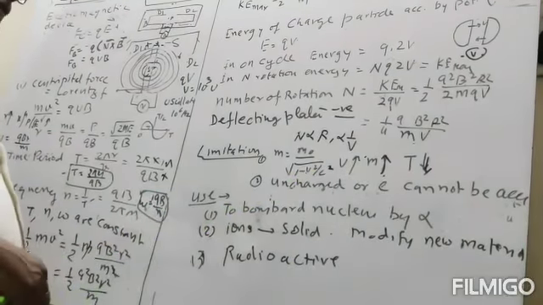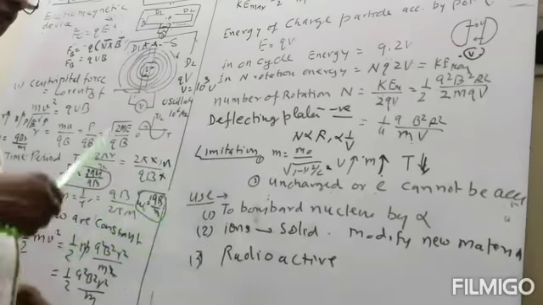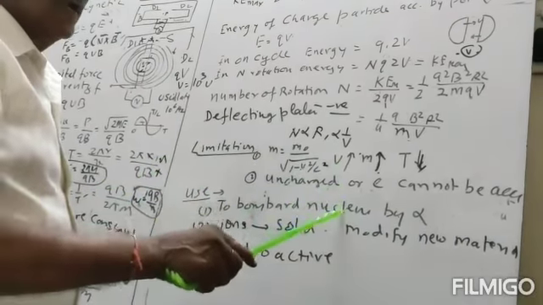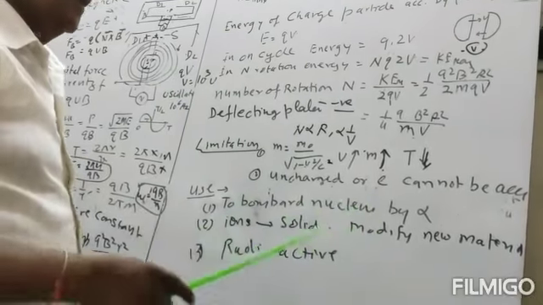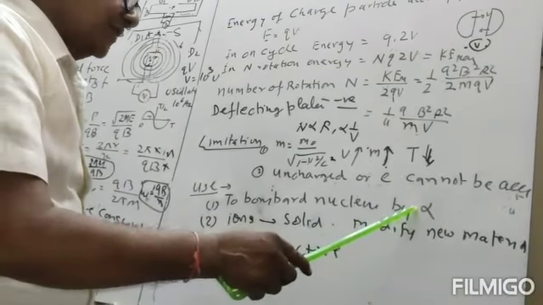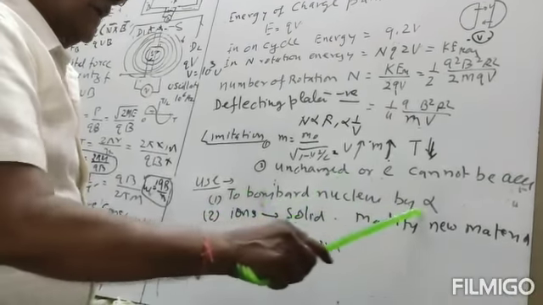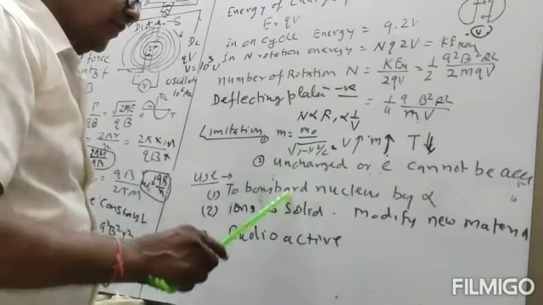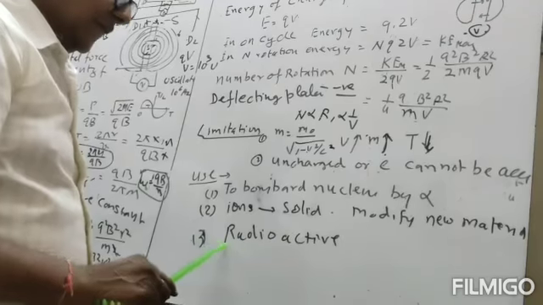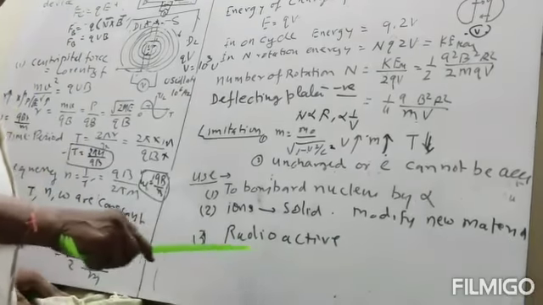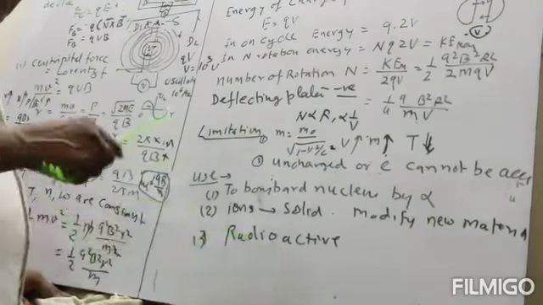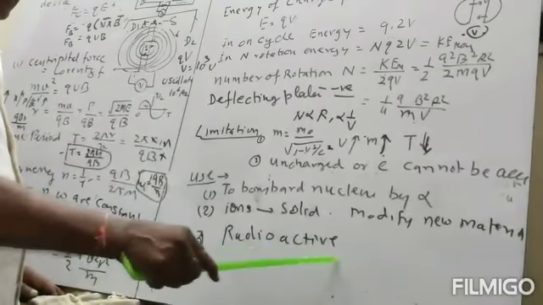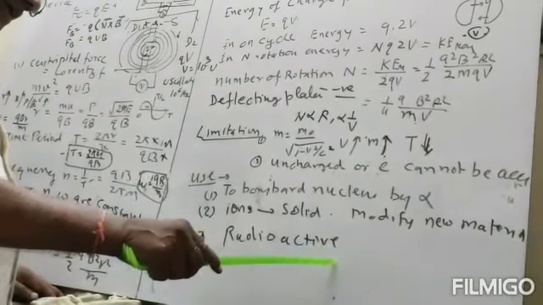Now, what are the uses of the cyclotron? The cyclotron is used to accelerate particles. By accelerating the particles, we can bombard the nucleus and cause nuclear reactions. In radioactivity, if we have an alpha particle accelerated and it falls on target nuclei and is absorbed, then radioactive substances are made.